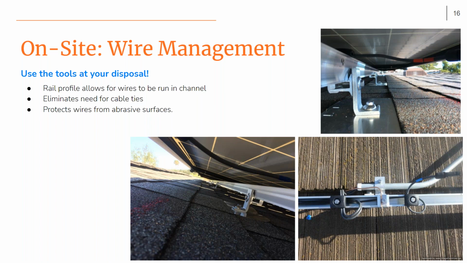I mentioned composition shingle being essentially sandpaper before and not wanting wires hanging down in it. You can see this flat tile here on the bottom right, and it's more like maybe a grinding wheel or something. Rough concrete, yeah. Not what you want cables hanging and rubbing against.